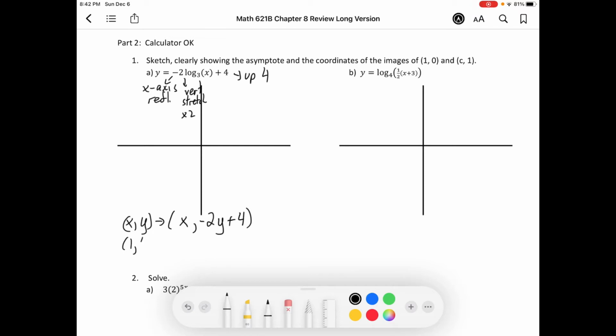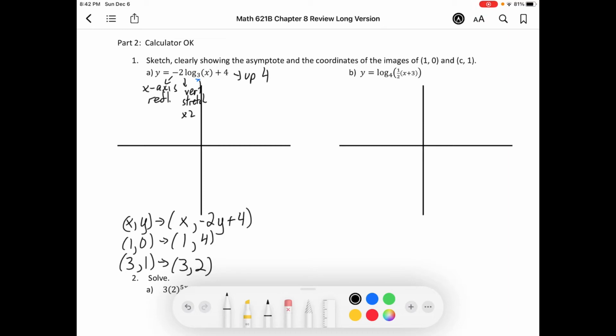Here comes the key points. 1, 0 is an easy point to use on every log graph. And the other one we're going to use deals with this base over here of 3. So it's going to be 3, because 3 is the base, 1. Let's see how these get transformed. So this will turn into 1. Negative 2 times 0 plus 4 is just 4. And this other one's going to turn into 3. And then 1 times negative 2 is negative 2 plus 4 makes 2.